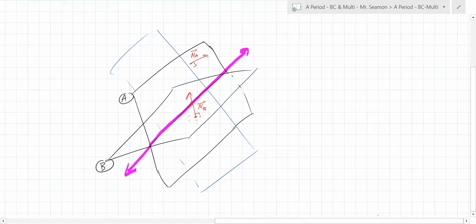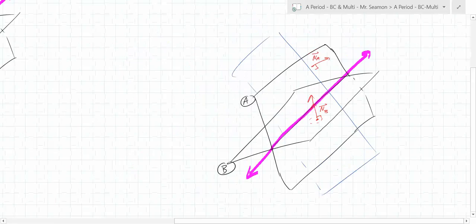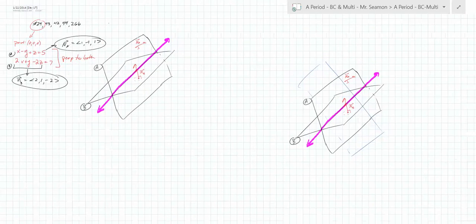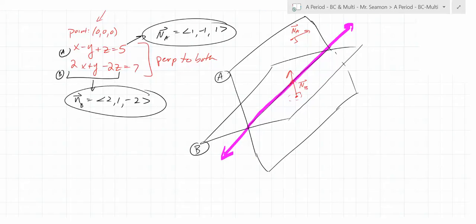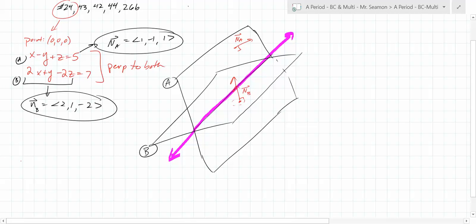That purple line of intersection is perpendicular to the plane we want, right? So how do we get that purple direction? What's the easy way to get that purple direction? Correct. So if you do NA cross NB, what do you end up with? Something that is parallel to the purple, right? Are you with me so far?